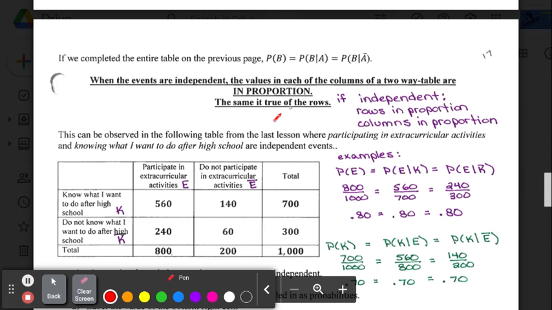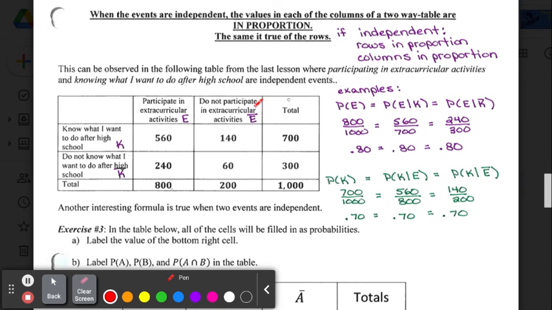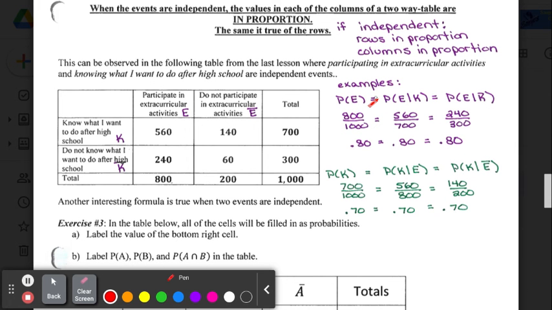So now on page 17, this is just reiterating it. When the events are independent, the values in each column of the two-way table are in proportion. And the same is true of the rows. So no matter where you look, rows, columns, everything's in proportion, only if they're independent. So our next example, this can be observed in the following table from the last lesson. So that was where we had, if you participate in extracurricular activities and you know what you want to do after high school. And we knew that one did not affect the other. So they were independent. We had figured that out last time.